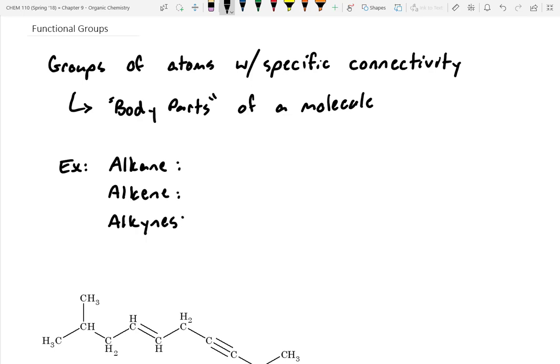And what was an alkane again? Does anybody want to help me? Only single bonds, exactly. So it's a carbon-carbon single bond versus an alkene, which is what? Double bond. Those are easy. And then alkyne must be a triple bond. So we've already seen three different functional groups.